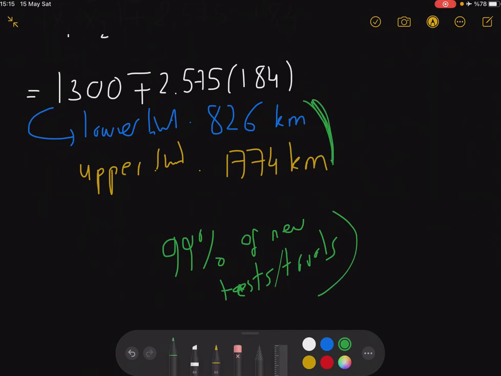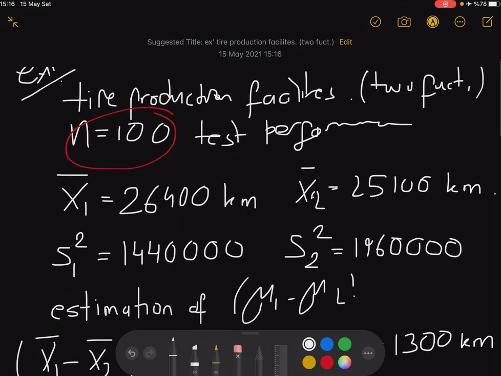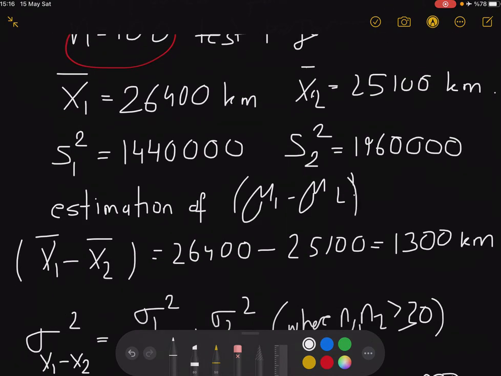Now two questions for you. Pause the video and try to answer them if you like. If this interval has only positive values, what does this mean? If it has only positive values for 99% confidence, pause the video and try to answer it yourself. This means you can get a conclusion like this: your factory 1 is producing more durable tires than the second one. You can make a comment like this.